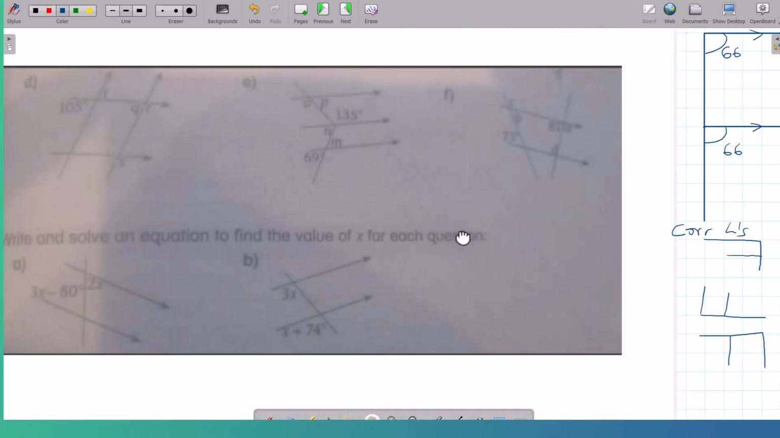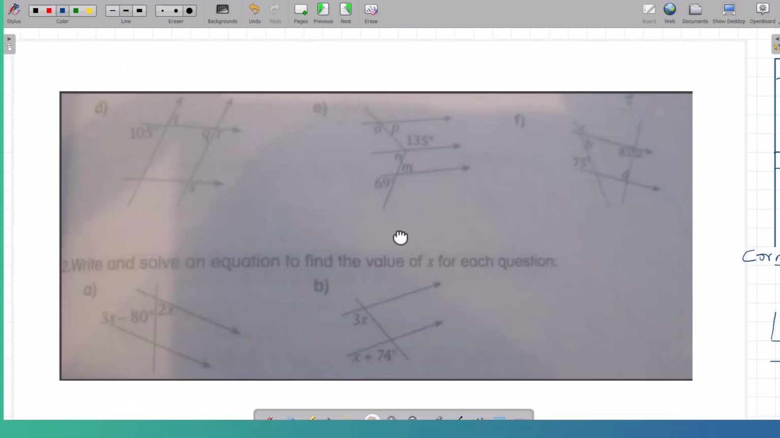Now, if you check here, I think this one is T. Our T equals 105. Who can give us the reason? We said vertically opposite angles. What about our Q? Our Q is also 105. Who can give us a reason?